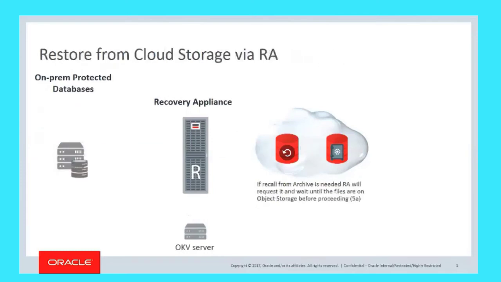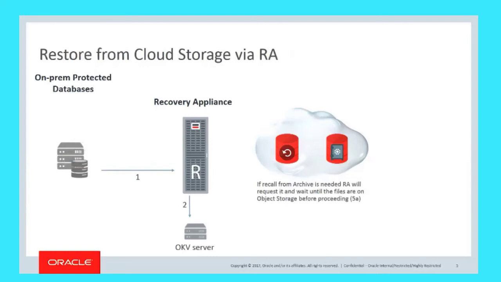When you want to do a restore from cloud storage using the recovery appliance, again, nothing changes. It's completely transparent for the DBA. They can just issue a restore, so it connects to the recovery appliance catalog, issuing a restore command from RMAN connected to the recovery appliance.